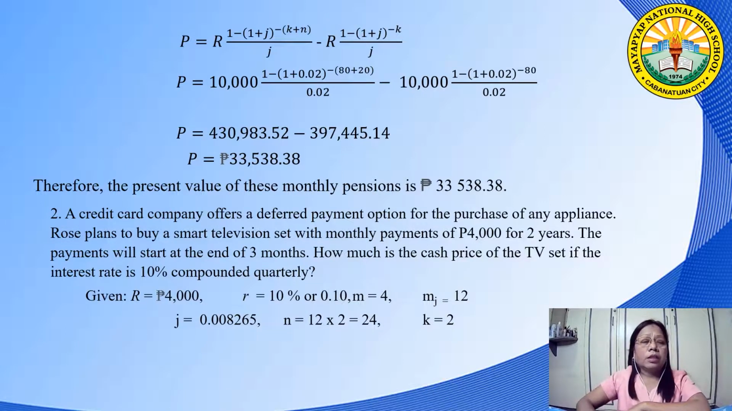So again, identify the given. R is 4,000, r is 0.10 or 10%, m equals 4, then j is given as 0.008265, n is equal to 12 times 2 equals 24, and k equals 2. Find the present value.